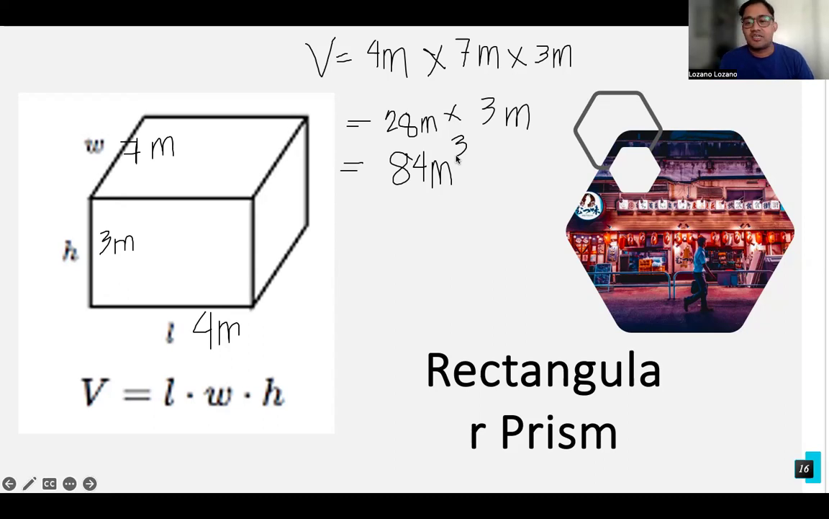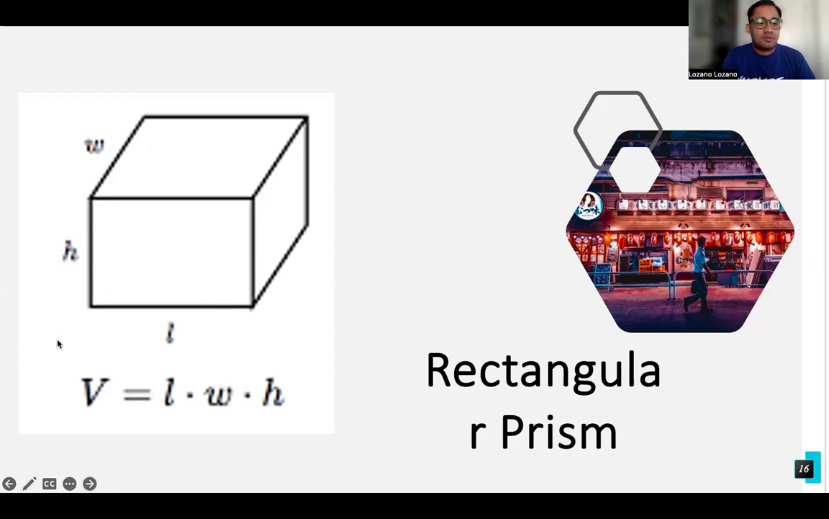Again, grade 6. You need to memorize the formula for each solid figure. Again, the formula ng ating cube is volume is equals to S times S times S, or S cube. Then the formula for rectangular prism is volume is equals to length times width times height. Okay, now let's go to the third one.